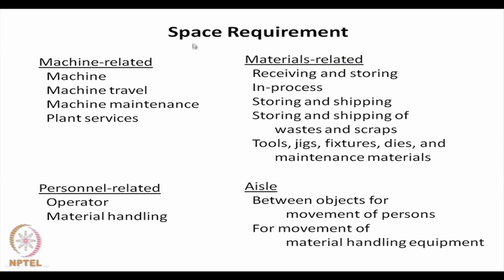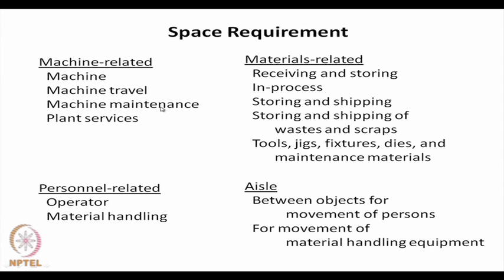Now, we consider the amount of space that is required for every department. Now, there are different considerations. Firstly, the machine consideration, material consideration, people consideration, and aisle that must be left between machines for movement of material handling equipment and for persons. So, every machine has a volume and a certain machine also needs to travel a little.